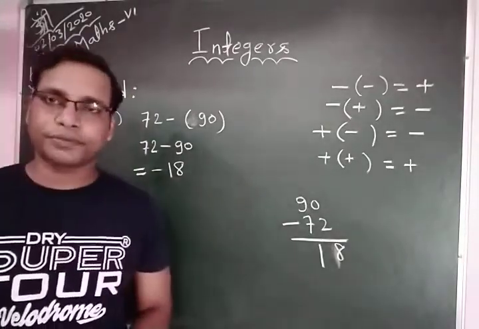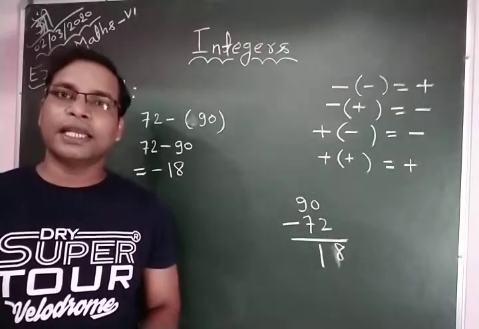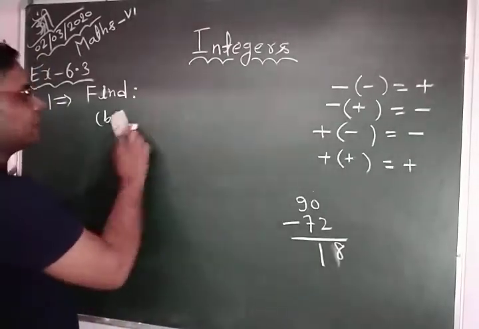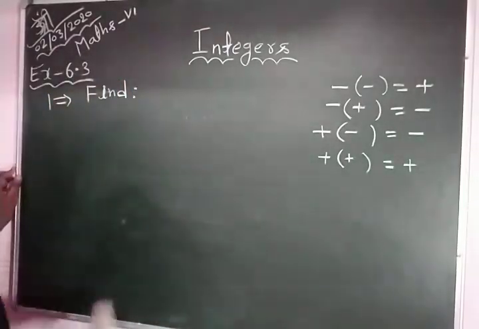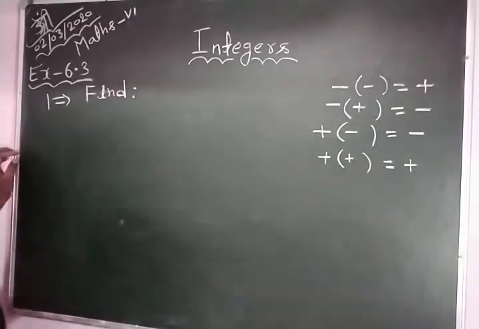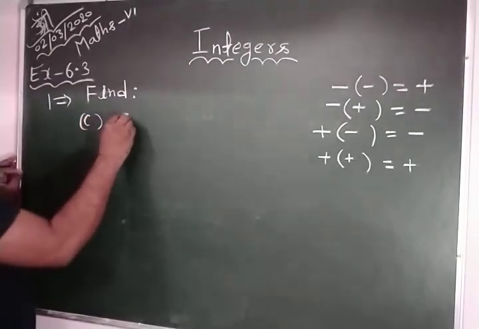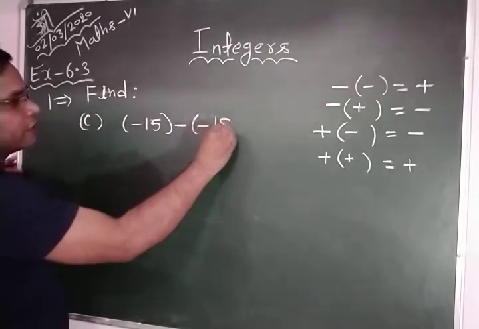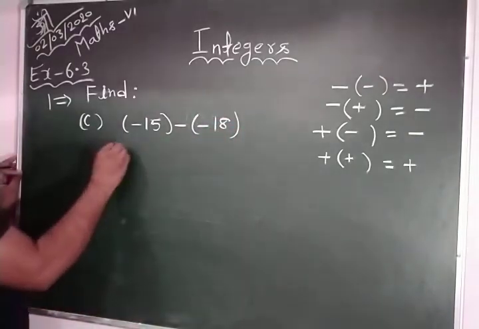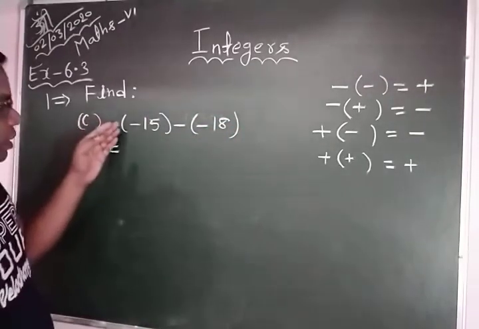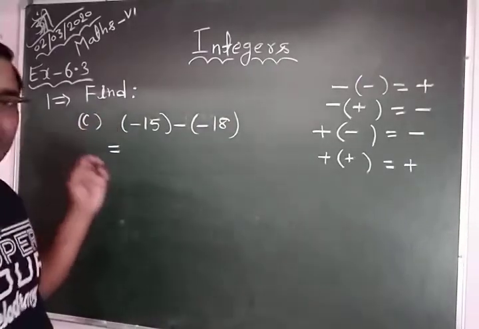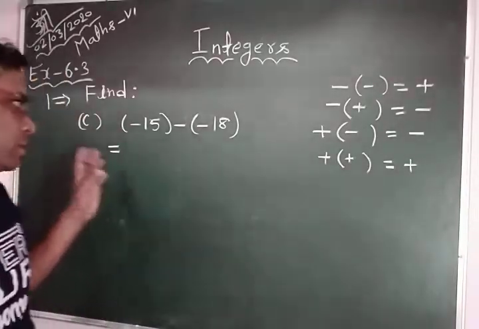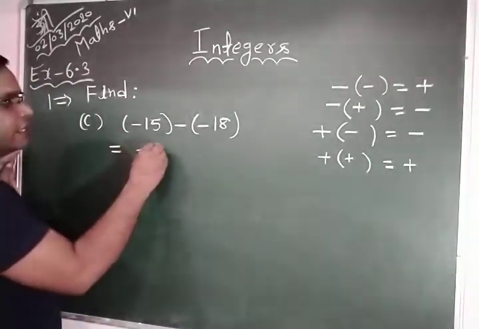Okay. Now we are going to discuss C part of question number 2. C part of question 2 has minus 15 minus 18. Here you can see outside the bracket is nothing, but you can say this is plus. Plus into minus becomes minus. So you can write minus 15 as it is.